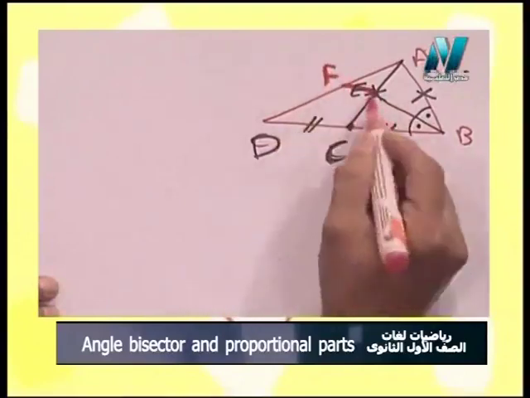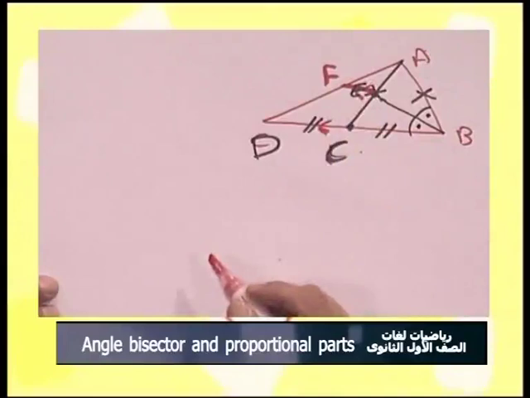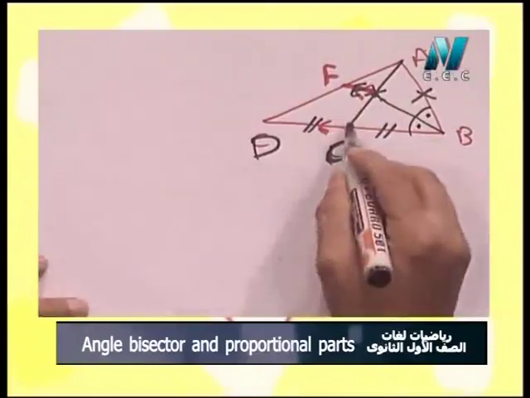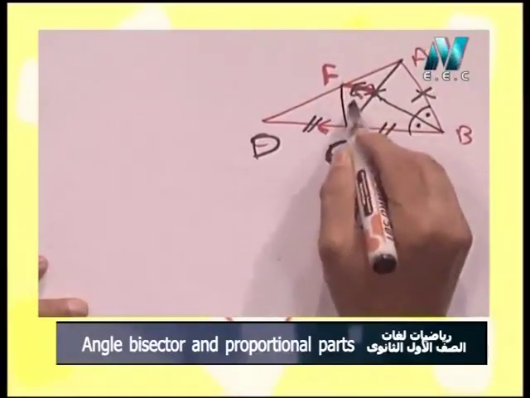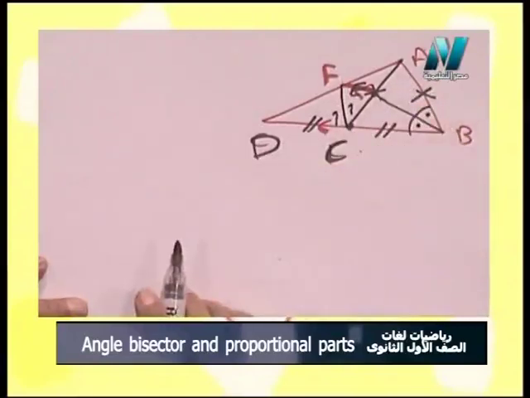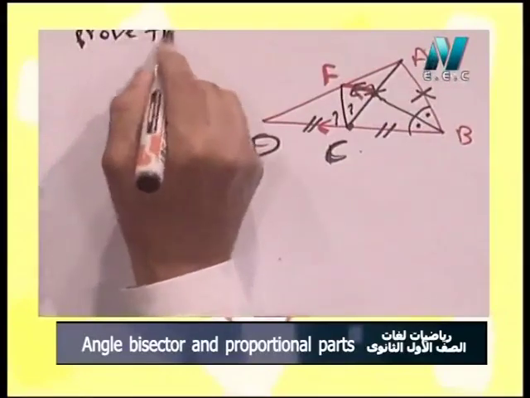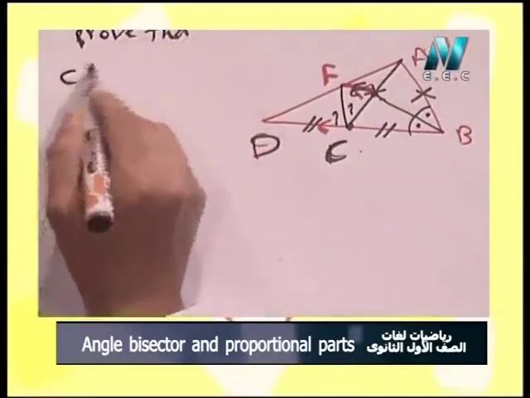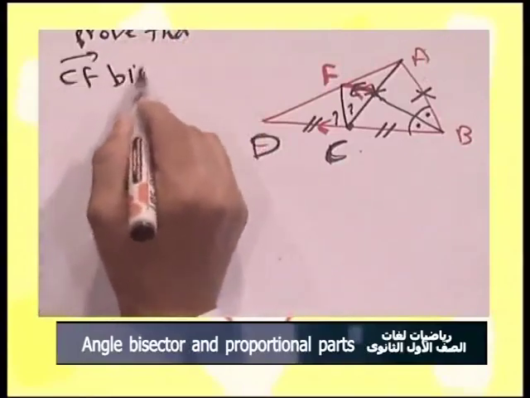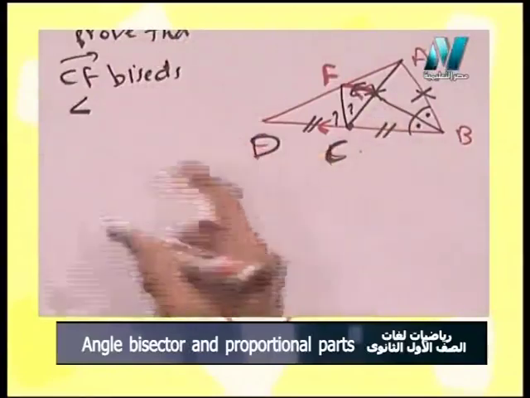This is F and this E is parallel to DC. And the request is to prove that CF bisects the angle ACD. Okay, prove that CF bisects the angle ACD.